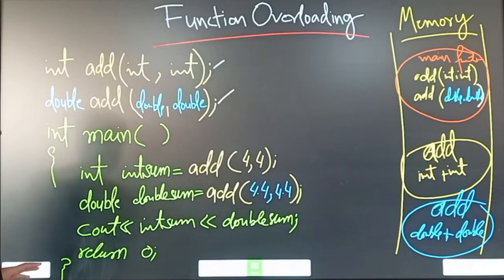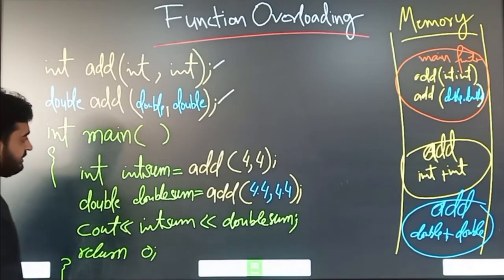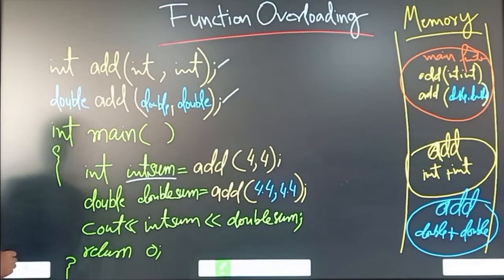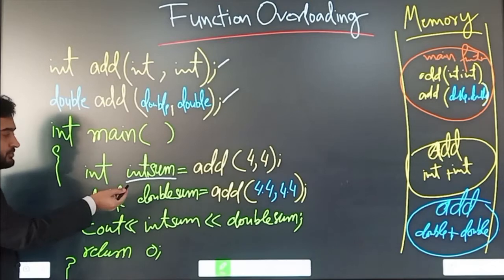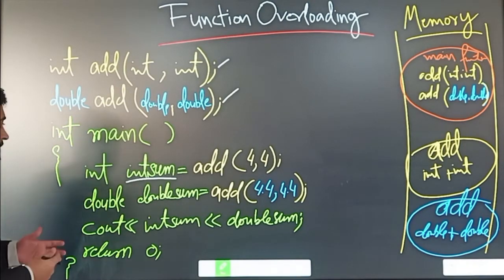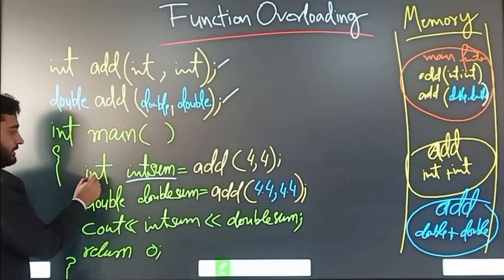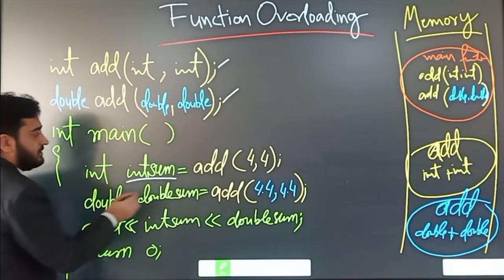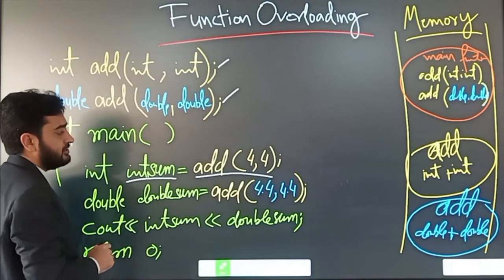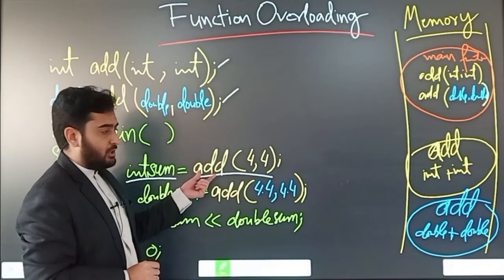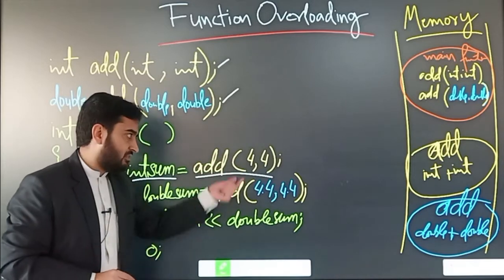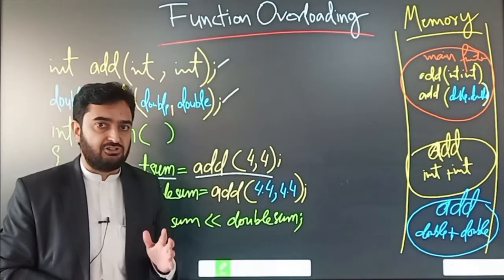Okay, so in the body of the main function we have declared the integer sum variable. This is a variable name identifier, so it's up to you. You can name it with another spelling or name. The type of sum is integer, and it is being assigned the value which will be returned from this function. Add is a function name, and 4, 4 are the arguments that we are passing from here, and these arguments are of type integer.